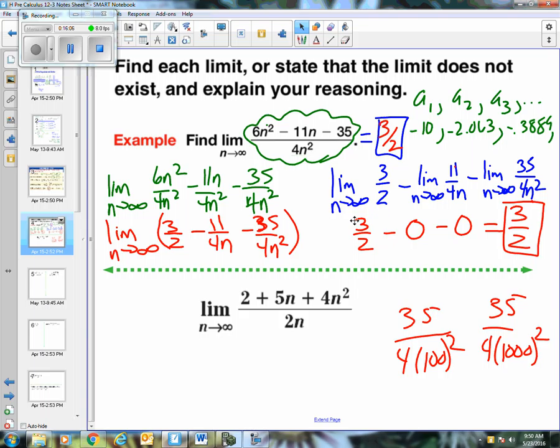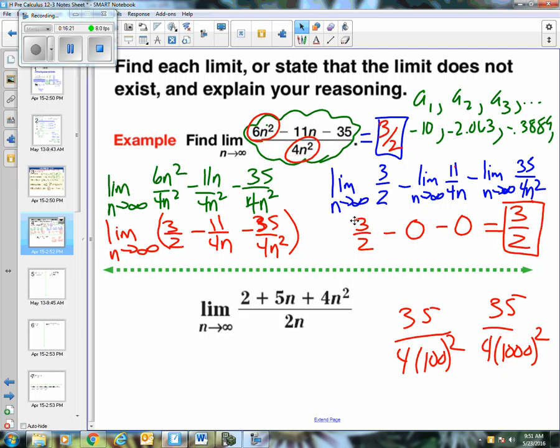So now I want you to go back and take a look at some of the things we can notice from this. If you look at the highest degree term in the top and the bottom, they both happen to be squared, which is really important. The degrees are equal in this case. The only terms that really matter in calculating your limit are those highest degree terms.